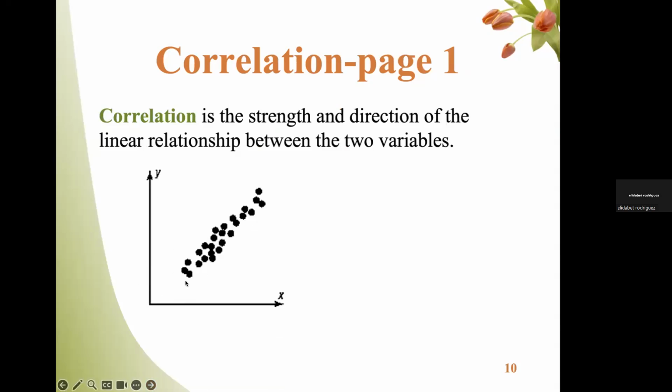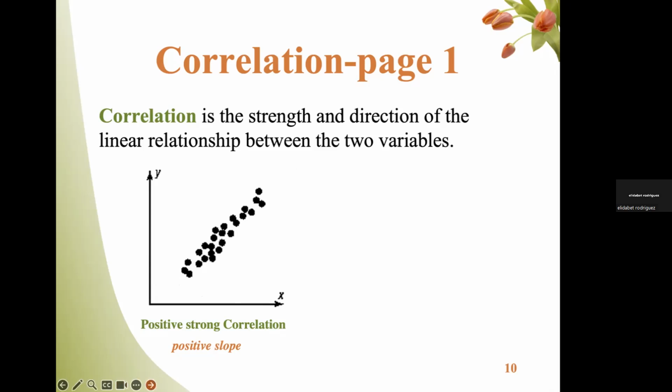Here, for instance, is an example of a scatter plot. You see that all the dots are very, very close to each other, and the dots are going upward from left to right. So here, the correlation coefficient R is going to be a positive number, very, very close to 1, and if I draw a straight line through these dots, the line is going to have a positive slope.